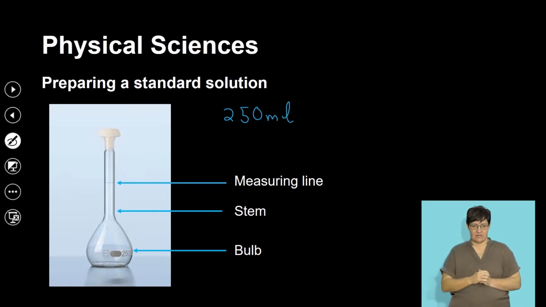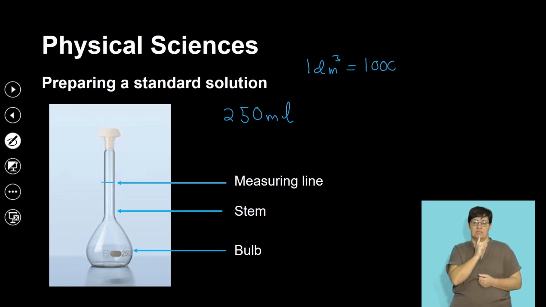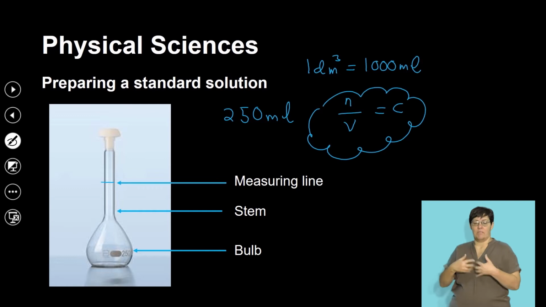That's the volume. So where there is a measuring line, that's the amount of distilled water that we put into the measuring flask. And then it's got a stem, and then remember the mils for every cubic decimeter, there is 1,000 milliliters. Okay, so this is like a quarter of a cubic decimeter. So if we know the moles of substance and we know the volume of solution, we are able to determine the concentration of that substance.